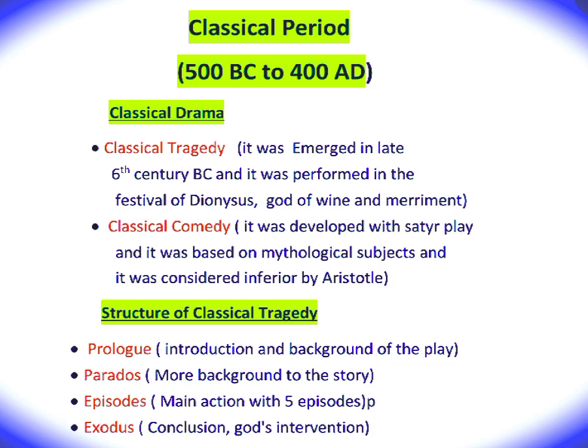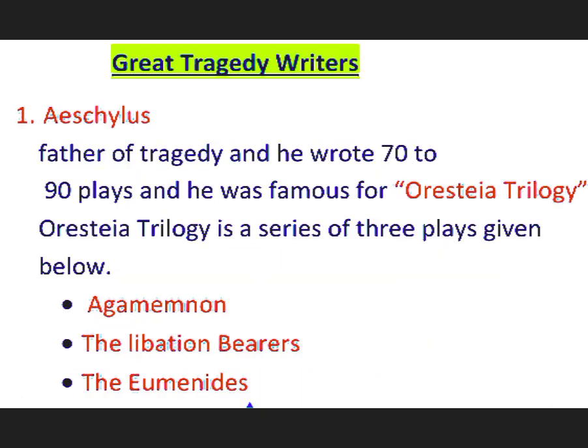Okay, now we talk about the structure of classical tragedy, because classical tragedy was very famous at that time. Prologue: first, the introduction and background of the play was given in the prologue. Parodos: more information about the stories was given in the parodos. Episodes: the main action is divided into 5 episodes, and in the Exodus, the conclusion and divine intervention is given.